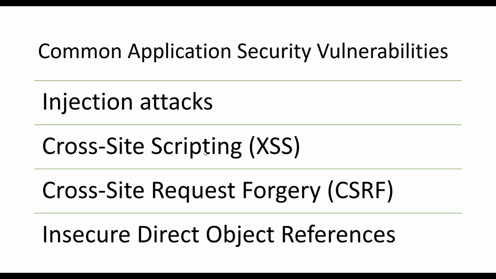Fourth, insecure direct object references. Insecure direct object references occur when an application exposes internal implementation details, allowing attackers to manipulate or access sensitive data directly.